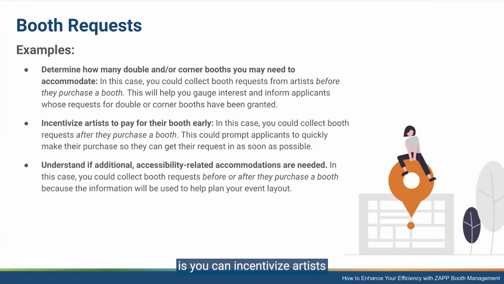Another way you can do it is you can incentivize artists to pay for their booth early. So in that case, you could collect booth requests from artists after they purchase their booth. So you would prompt applicants to go in and make their booth product purchase as soon as they can, in order for them to get in their request for maybe the location of their booth that they want as soon as possible. So if you're giving artists the ability to request where in your event they want to be placed, they've got to go and make that purchase, and that kind of helps guide folks along.